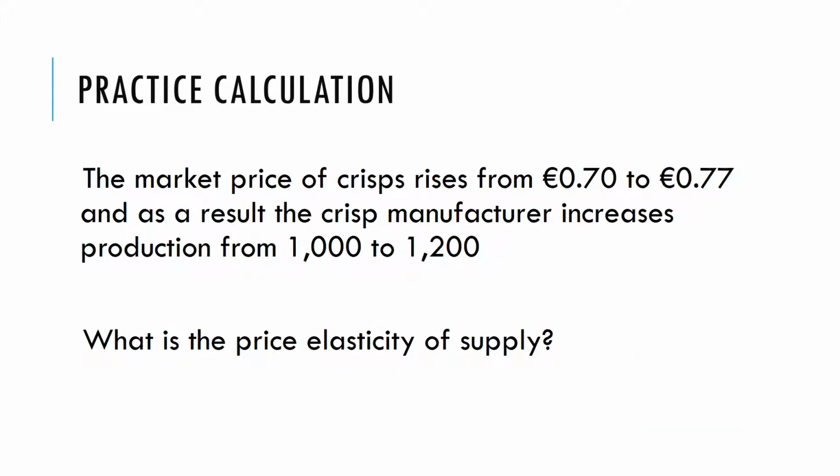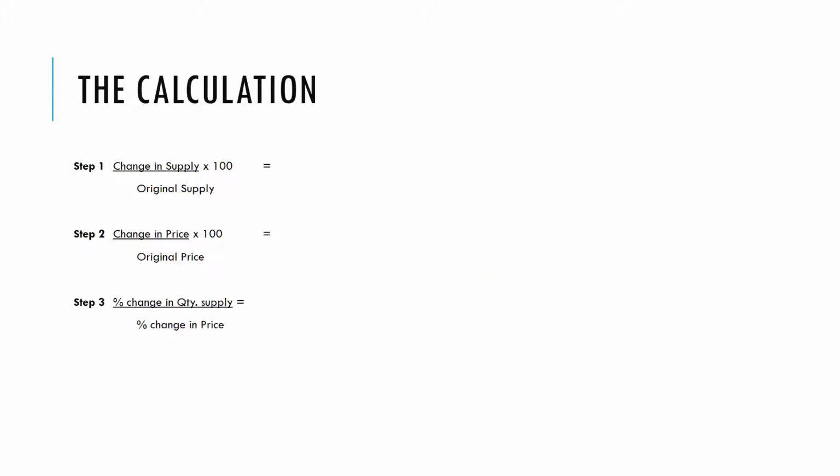So let's have a look at a practice calculation here. The market price of crisps rises from 70 cents to 77 cents, so an increase of 0.07. As a result, the crisp manufacturer increases production from 1,000 to 1,200. So an increase here of 200. What is the price elasticity of supply? Well, let's go through our steps.